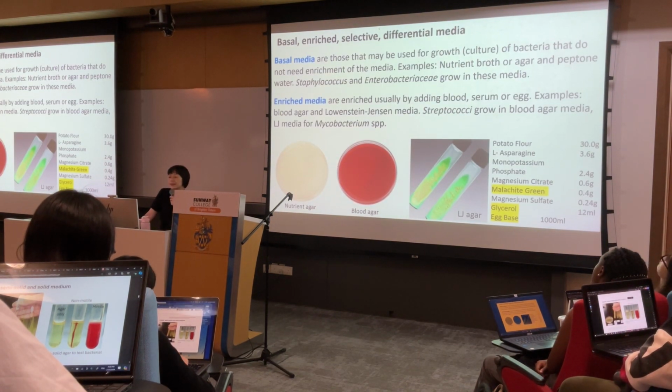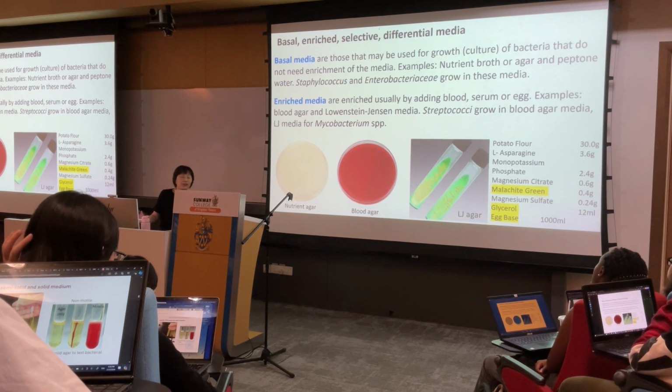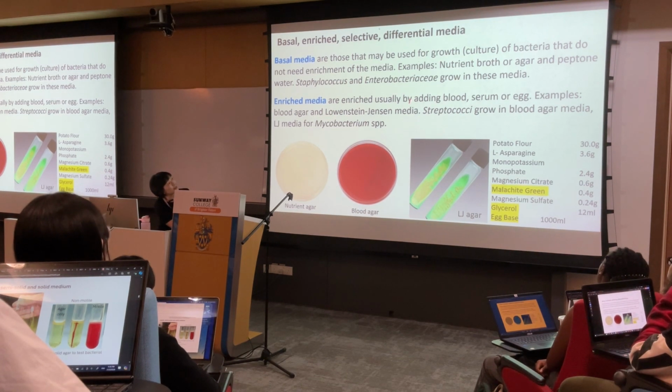Now, further, there are different media which are used for different purposes: basal, enriched, selective, differential. Actually four types here, not many. Basal is just for growth, that's all. A lot of bacteria can grow on basal medium, such as nutrient broth or nutrient agar.